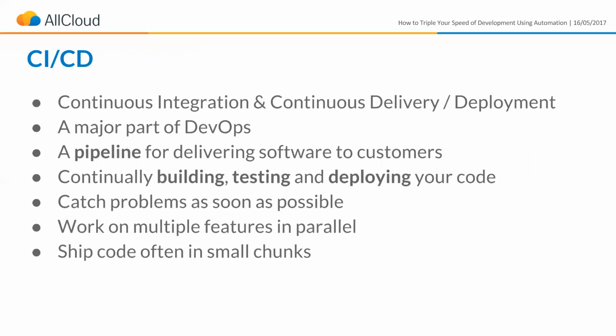Now, CI/CD is a major part of DevOps, and in order to utilize it, you have to automate things. So CI/CD stands for continuous integration and continuous delivery or deployment. And it is, like I said, a major part of DevOps. Now, when you use CI/CD, you're basically creating a pipeline for delivering your software to your customers. And you do this by continually building, testing, and deploying your code in very short iterations.